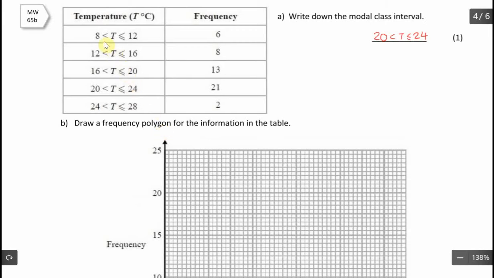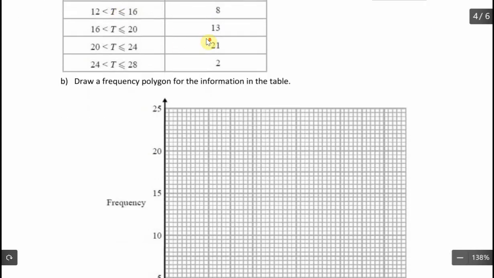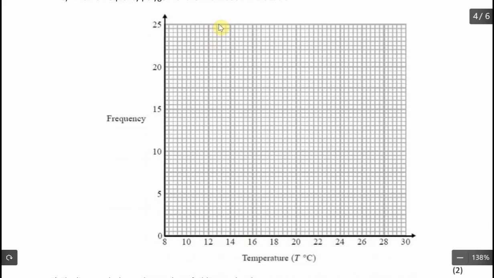So how we do this is that we find the midpoint of each group. We're going to use the midpoint to represent each group. So for this one, it would be 10. We're going to go up to a frequency of 6 and put a little cross there.